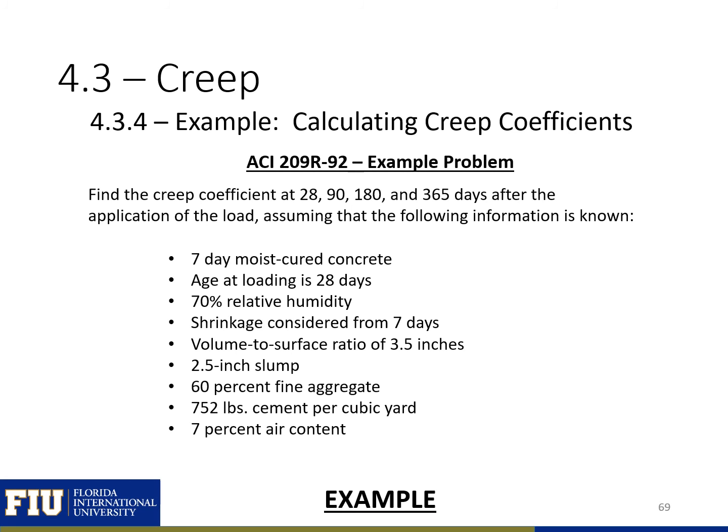So again, we have a 7-day moist cured concrete. Our age at loading is 28 days, which is important now for our creep. We have 70% relative humidity, and our shrinkage is going to be considered from 7 days, which isn't important now for creep. Our volume to surface area ratio is 3.5 inches. We have 2.5 inch slump, 60% fine aggregate content, 752 pounds cement per cubic yard, and 7% air.